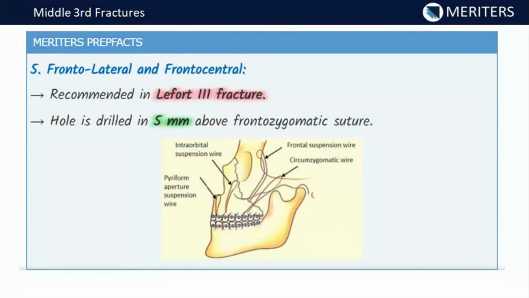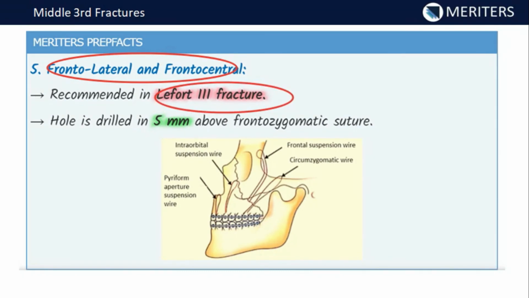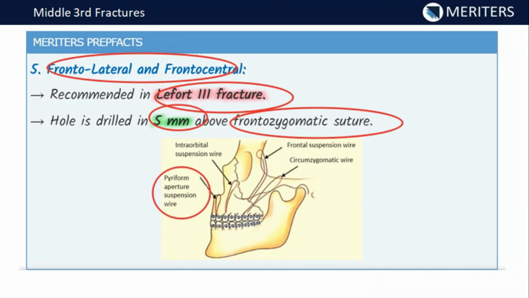Then we have the frontolateral and frontocentral. Now this type of wiring is recommended for the LeFort III fracture, and that's why it's a unique wiring. And in this we'll be drilling certain holes. The hole is basically drilled 5 mm above the frontozygomatic suture. So this figure shows various positions, like for the pyriform aperture suspension wire, we'll be placing holes in the pyriform apertures, then infraorbital suspension wire, then we have the frontal suspension wire and the circumzygomatic wire. So these are the different types of wiring which are used for middle third fractures.